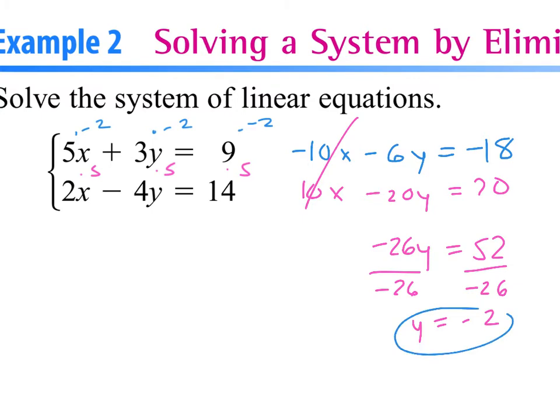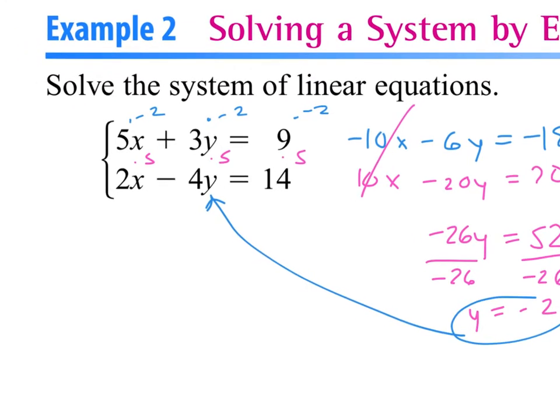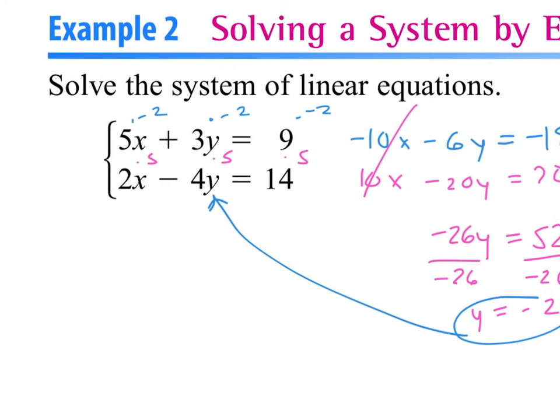Let's plug it into the bottom one. So it doesn't matter which equation we plug it into, as long as we plug it in for y, because we just found y. So 2x minus 4 times negative 2 is equal to 14. What do we do first?